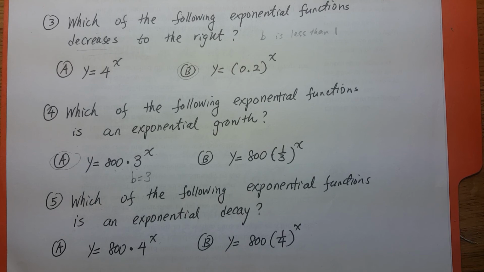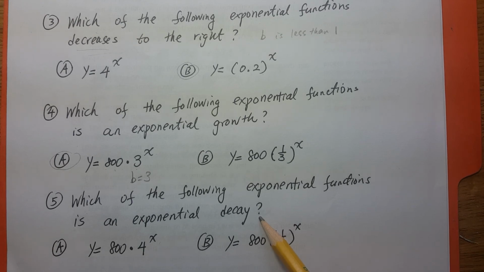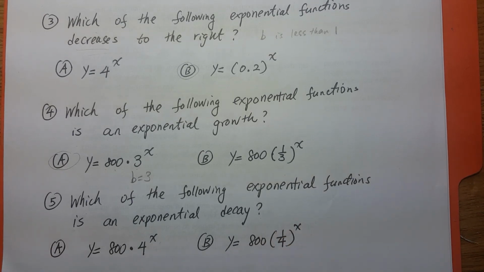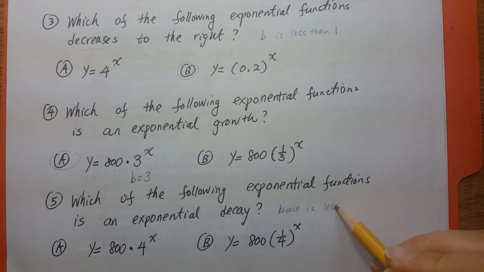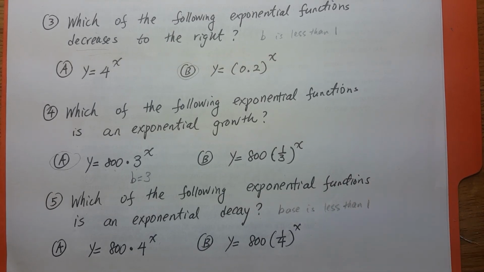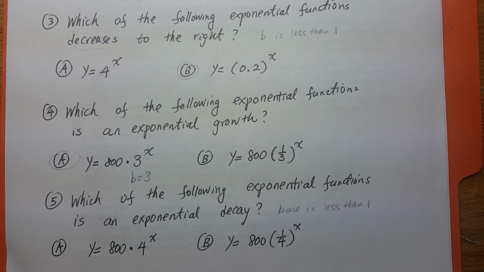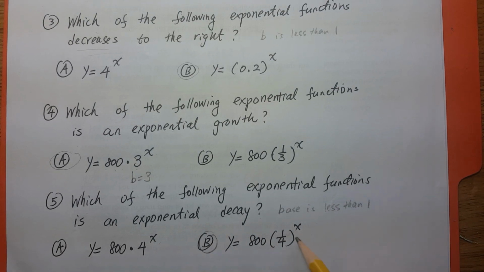Number 5, which of the following exponential functions is an exponential decay? Decay means decrease. So which one is the answer? Decrease means the base is less than 1. So which one has a base less than 1? The answer is B, because the base is 1/4, smaller than 1.